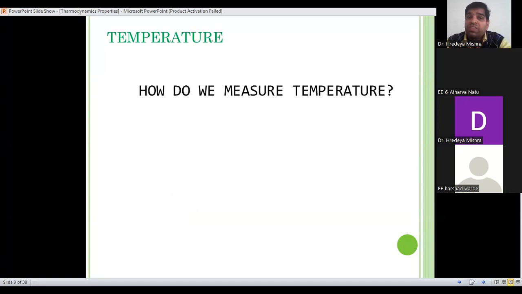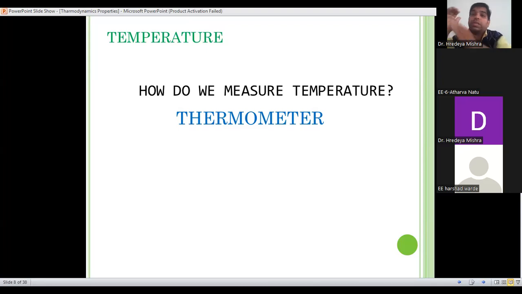How do we measure the temperature? With a thermometer. When we feel fever and go to the doctor, the doctor measures our temperature through the thermometer. They put the thermometer in our mouth, or we can also hold the thermometer in our hand to measure our body temperature.